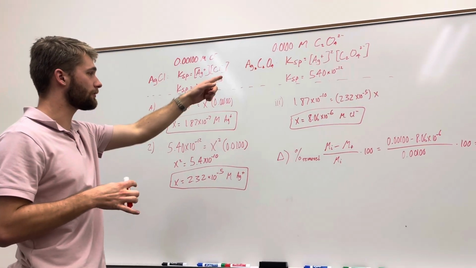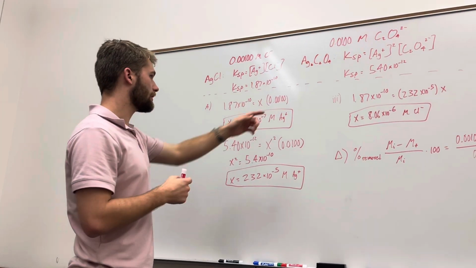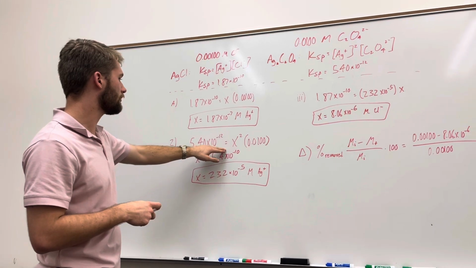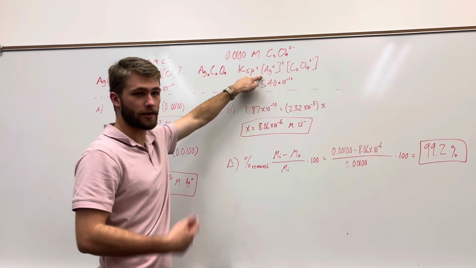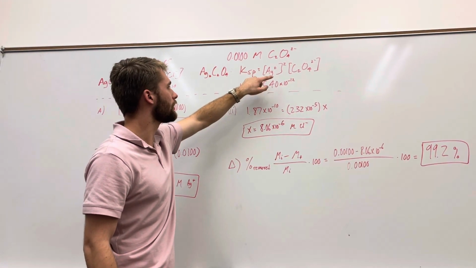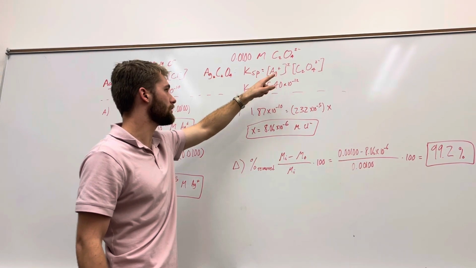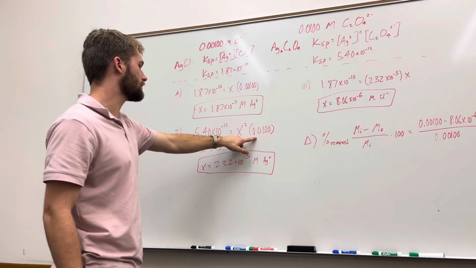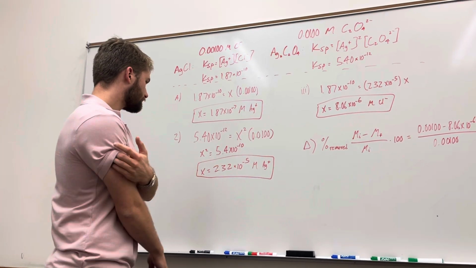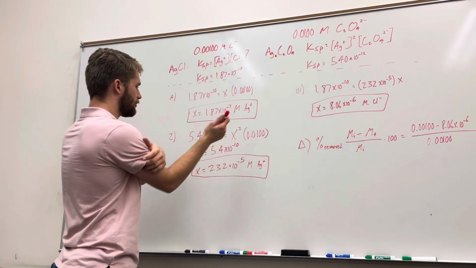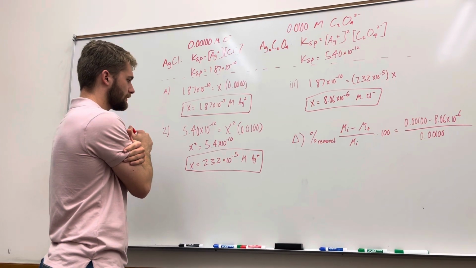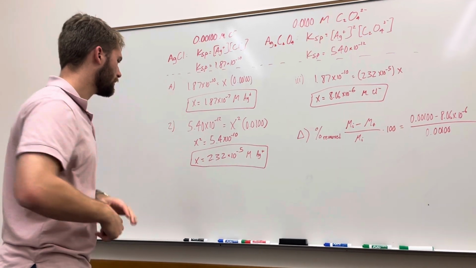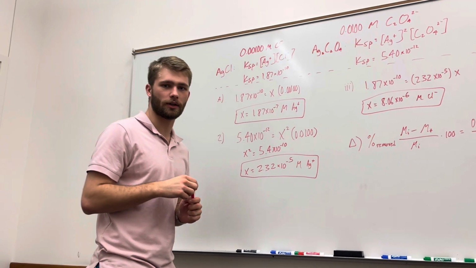Now we're going to do the same thing for silver oxalate. Same thing, we'll use the equation here: 5.4 times 10⁻¹² equals X squared in this case, for the reasons that we mentioned previously, where the silver ion concentration is squared, times the molarity of oxalate, which is 0.0100. So dividing this by 0.01 gives 5.4 times 10⁻¹⁰, and taking the square root of both sides leads us to a value of 2.32 times 10⁻⁵ molar silver.